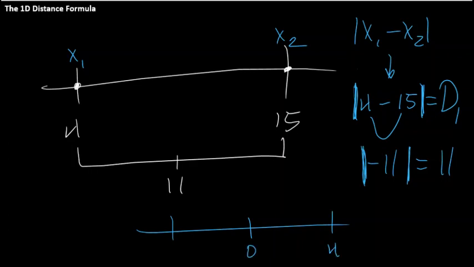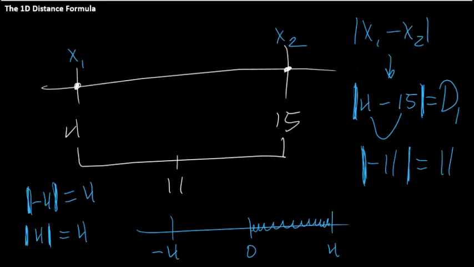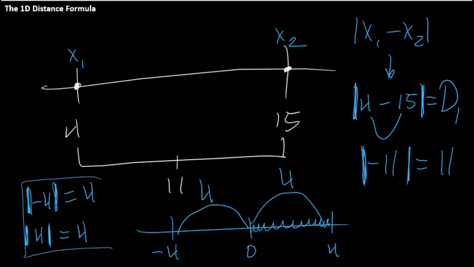So let's look at the two numbers 4 and negative 4. The absolute value of negative 4 is 4, and the absolute value of 4 is also 4. Well, why is that? Well, that's because 4 is how far away from 0? It's 4 away from 0. And so is negative 4. Negative 4 is also 4 away from 0. That's why these two numbers have the same absolute value, even though one's positive and one's negative.